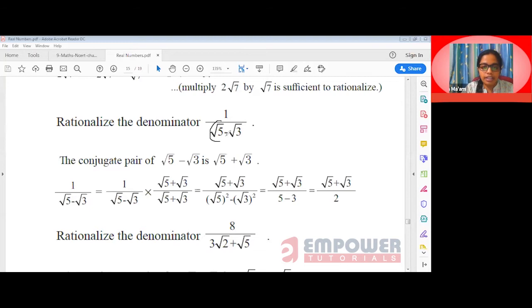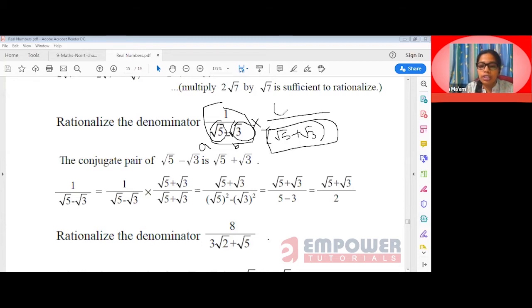So here I will consider this term as a and this term as b. Since I have a minus sign over here, its conjugate pair must be a plus b, that is root 5 plus root 3, right? But since this term is in the denominator, I don't want to change my original number. So I am going to multiply this conjugate pair to the numerator also. So this is how I can rationalize my denominator.